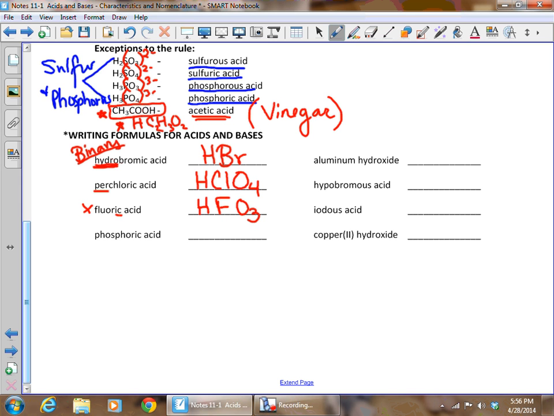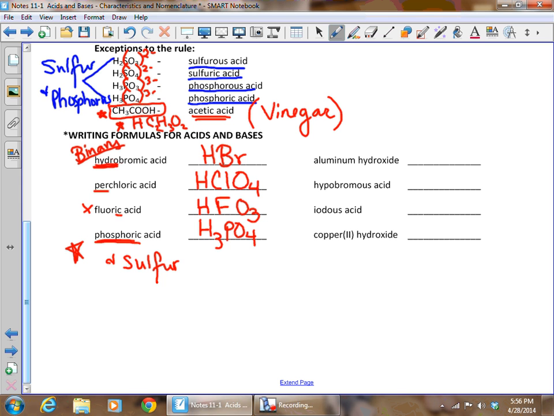Phosphoric acid, there's no way to do this but to remember that phosphorus acids and sulfur acids are exceptions to the rule. Bells should go off in your head if you see either one of those at the beginning of an acid name, and look on our rules right above on this page. You'll see that phosphoric acid is H3PO4.